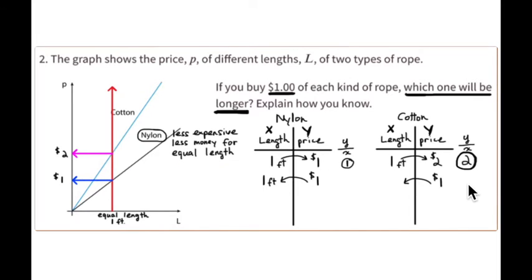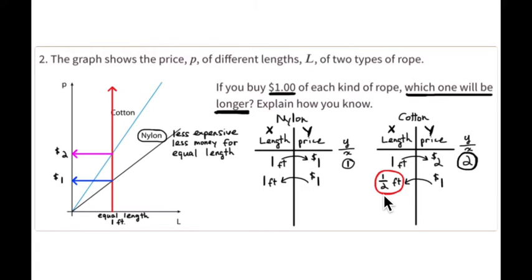But what about cotton? Now the reciprocal of 2 is 1/2. So now we're going to multiply the other way. So $1 times the reciprocal, this is $2 per foot. So that's 1/2 foot per dollar. So the price for 1/2 of a foot is $1. So $1 times 1/2 gets you just 1/2 a foot of cotton. So this cotton is more expensive. You get less amount for the same amount of money.